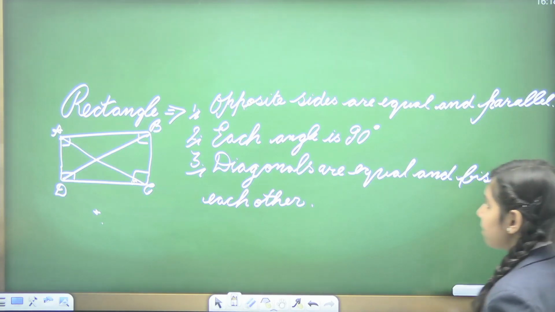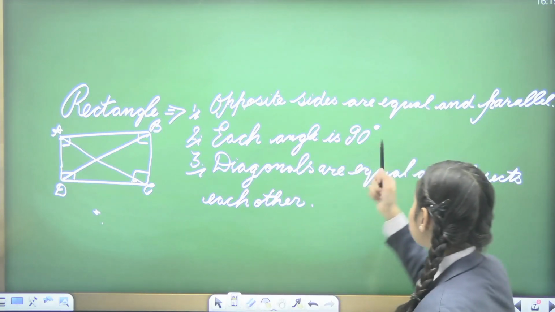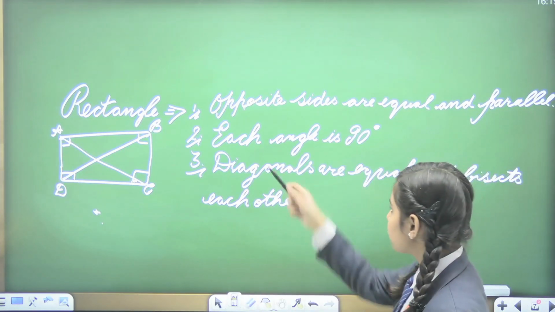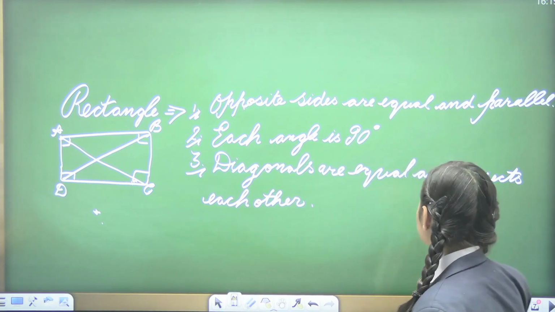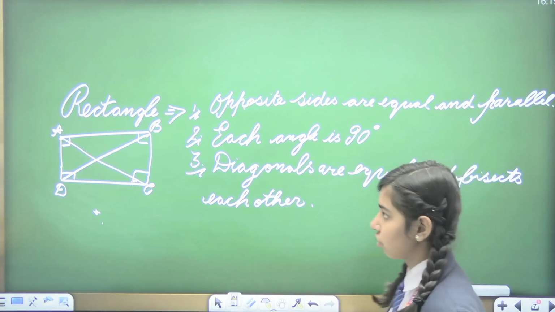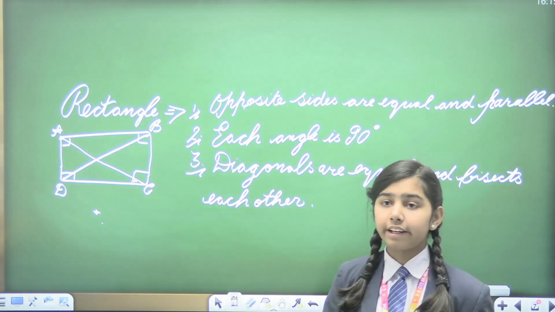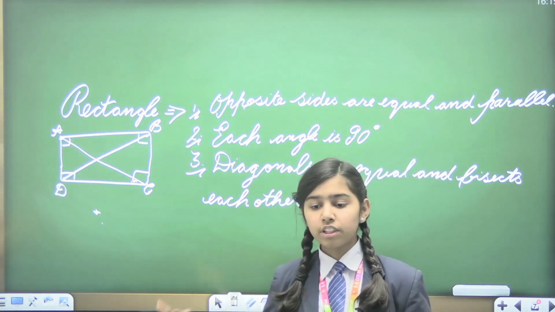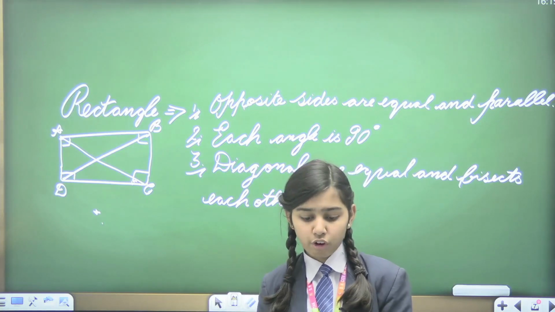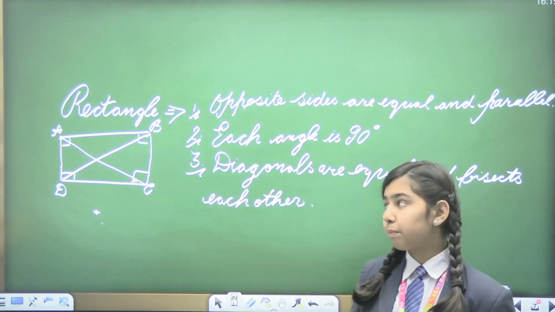Now, as you can see, the opposite sides are equal and parallel. Each angle is 90 degrees. Diagonals are equal and they bisect each other. And then it's done about the rectangle. And now we will get into the next quadrilateral, and that is the parallelogram.